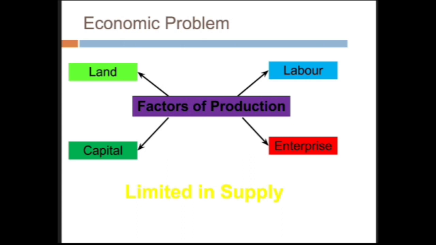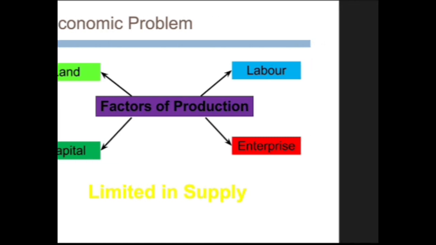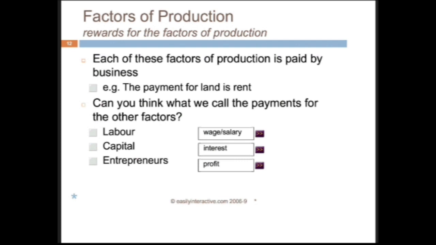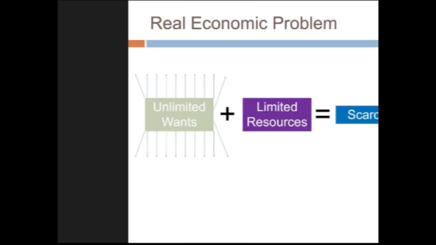Of course, the supply is limited, so it's necessary for us to have that. Now, the reward for the factors of production. Each of these factors of production is paid by business. The payment for land is rent. Can you think what we call the payment for the other factors: labor, capital, entrepreneur? For labor, it's salary or wage, for capital, interest, and for the entrepreneur, profit. So these are the rewards for the factors of production.